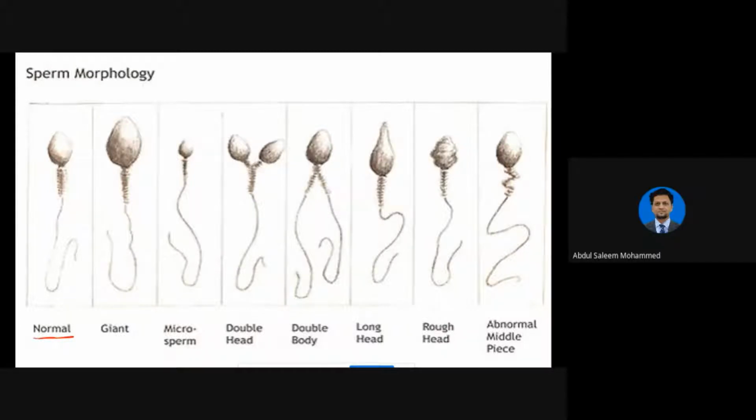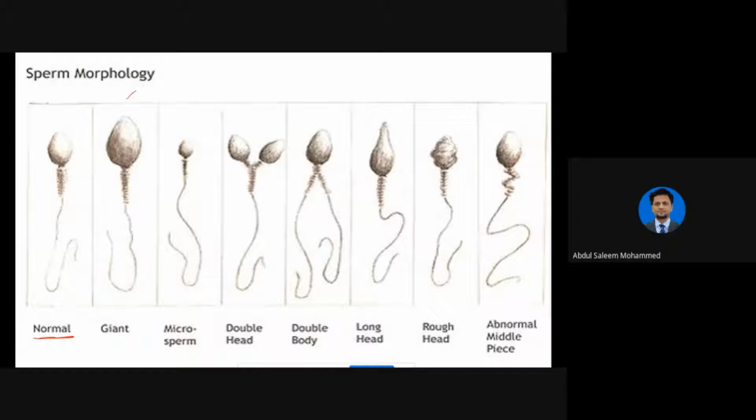So here you see the head of the sperm in the first picture. The head is swollen. So the head appears to be giant, and opposite to it, you can see the head becomes very small, and it is micro. Then on the other hand, you can see the double-headed sperm, and opposite to it, you can see the body of the sperm is divided into two. Instead of head, the body is divided into two with two flagellae.